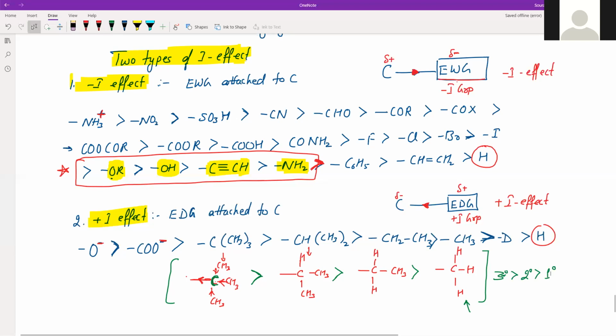So if there is an electronegativity difference along a sigma bond, inductive effect is always operative, and this will be operative in almost most of the compounds which we will encounter in organic chemistry. So that was I effect. Next, we'll study resonance.